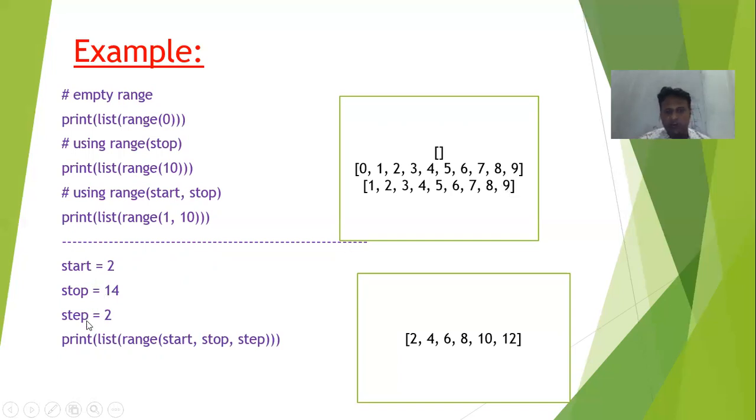Then start, stop, and step. Start is 2, stop is 14, step is 2. So it increments by 2: 2, then 4, 6, 8, then 10, then 12. Okay, so it is showing you start, stop, and step. If you write step as 5, then it increments by 5.